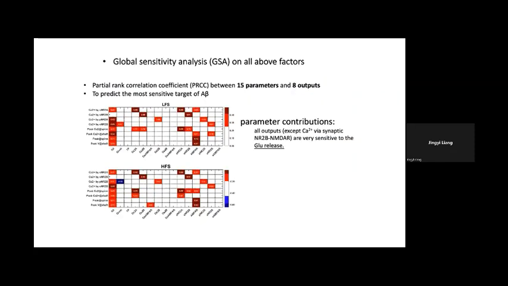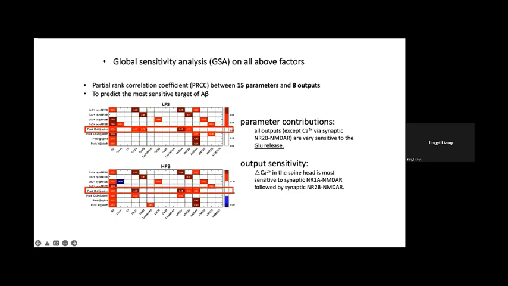We also have done a global sensitivity analysis on the selected factors related to the alterations, and the heat map shows, if we look at the heat map from a vertical direction, that means from the point of view of the parameter contribution, all outputs, but not the calcium number entering through the synaptic NR2B type NMDAR, are very sensitive to the amount of the presynaptic release of the glutamate. And if we look at the result the other way, we can find that the calcium transient in the spine head is the most sensitive to synaptic NR2A type NMDAR.